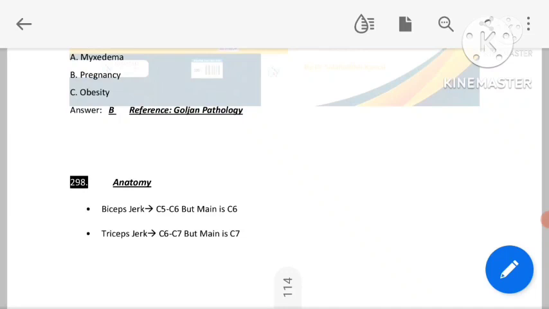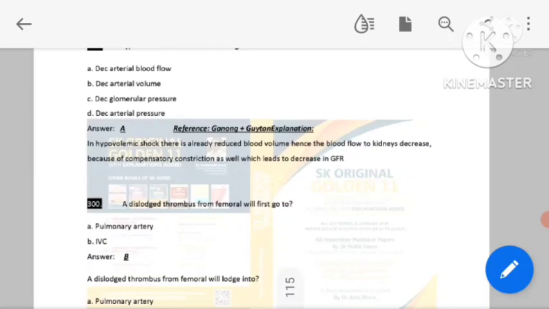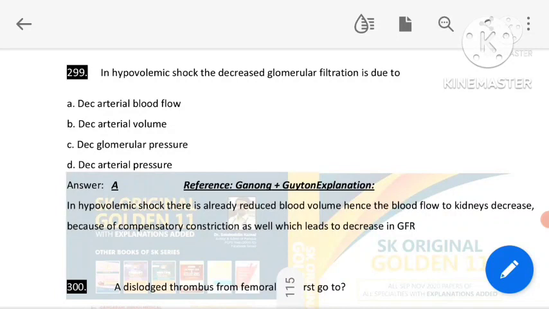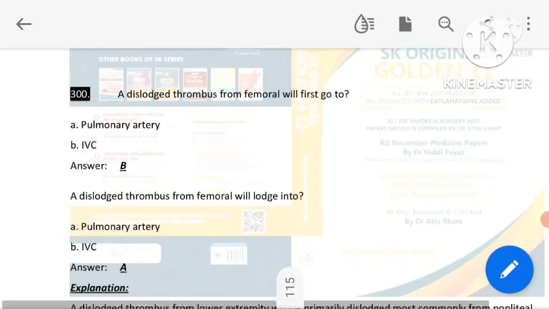Point number 298: in biceps jerk, the dermatome is C5 and C6. In triceps jerk, C6 and C7. In knee jerk, L3 and L4, and in ankle jerk, S1. Point number 299: in hypovolemic shock, the decreased GFR is due to decreased arterial blood flow. And 300: a dislodged thrombus from the femoral artery.